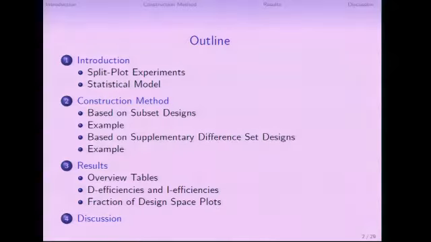During this presentation, we will see what a split plot experiment is and which model is suitable for data from split plot designs. Also, we will discuss the ordinary least squares and generalized least squares equivalent estimation property. We will describe our construction method, which is based on subset designs and on supplementary difference set designs, and we will provide several examples.